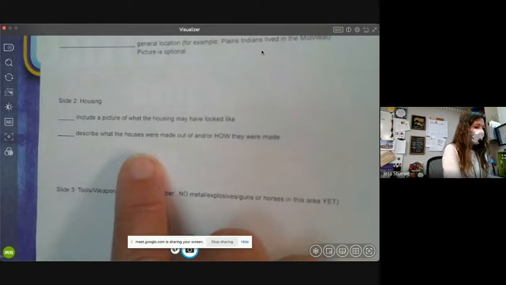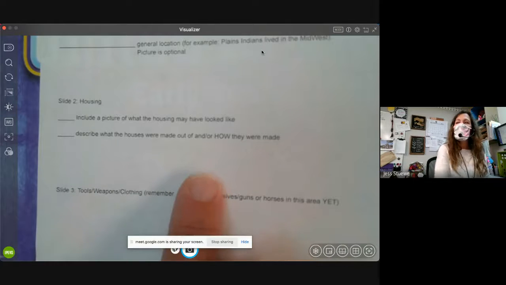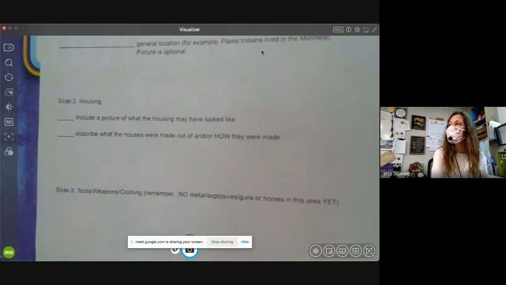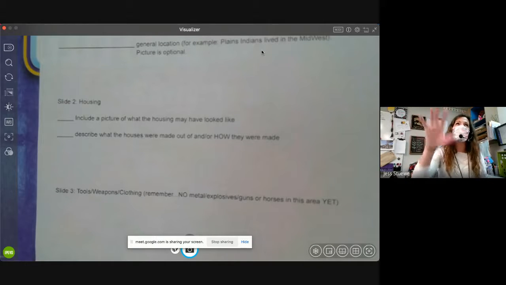Tell me about the houses. What were they made out of? Were the houses that the Maya and the Olmec lived in, in the rainforest, a tropical region, right? Did their houses look the same as people that lived in the desert? No, they were made of different material because different material was available.